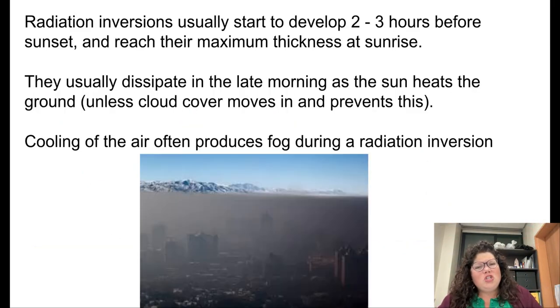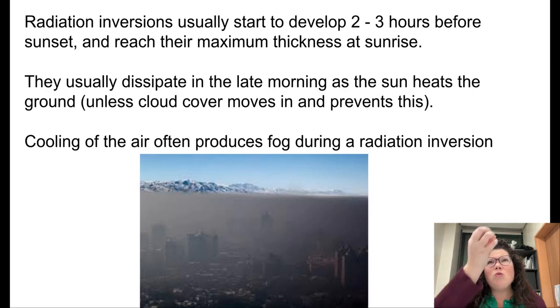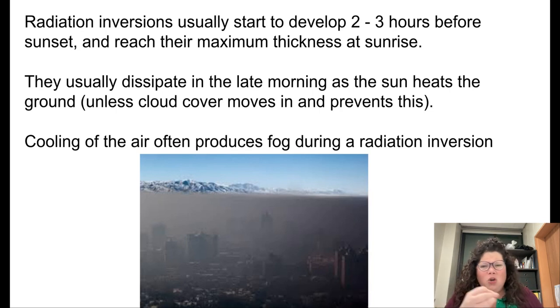So these radiation inversions, they're going to start to develop about 2 to 3 hours before sunset, but they're going to hit their maximum thickness at sunrise. They usually dissipate in the late morning as the sun heats up, and then the cooling of the air can sometimes produce fog. So we will sometimes see cold bits of air, and we're like, oh, is that fog? Is that a radiation inversion? Is that pollution? It's actually all of those is what it is.